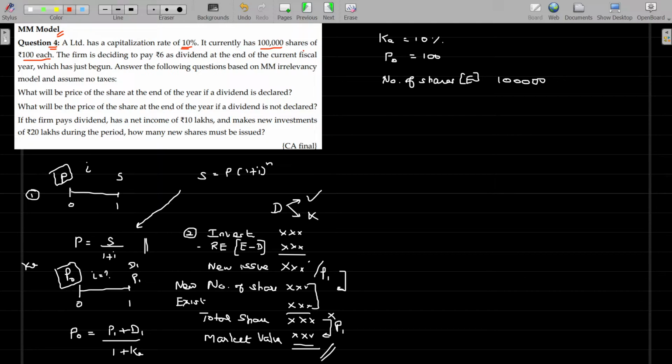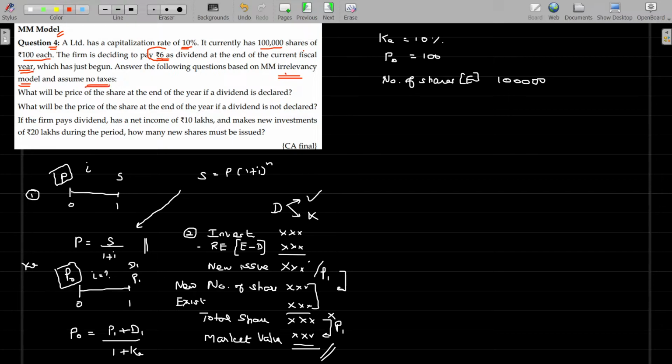The firm is deciding to pay 6 as dividend at the end of the current fiscal year, which has just begun. Answer the following question based on the irrelevancy model.